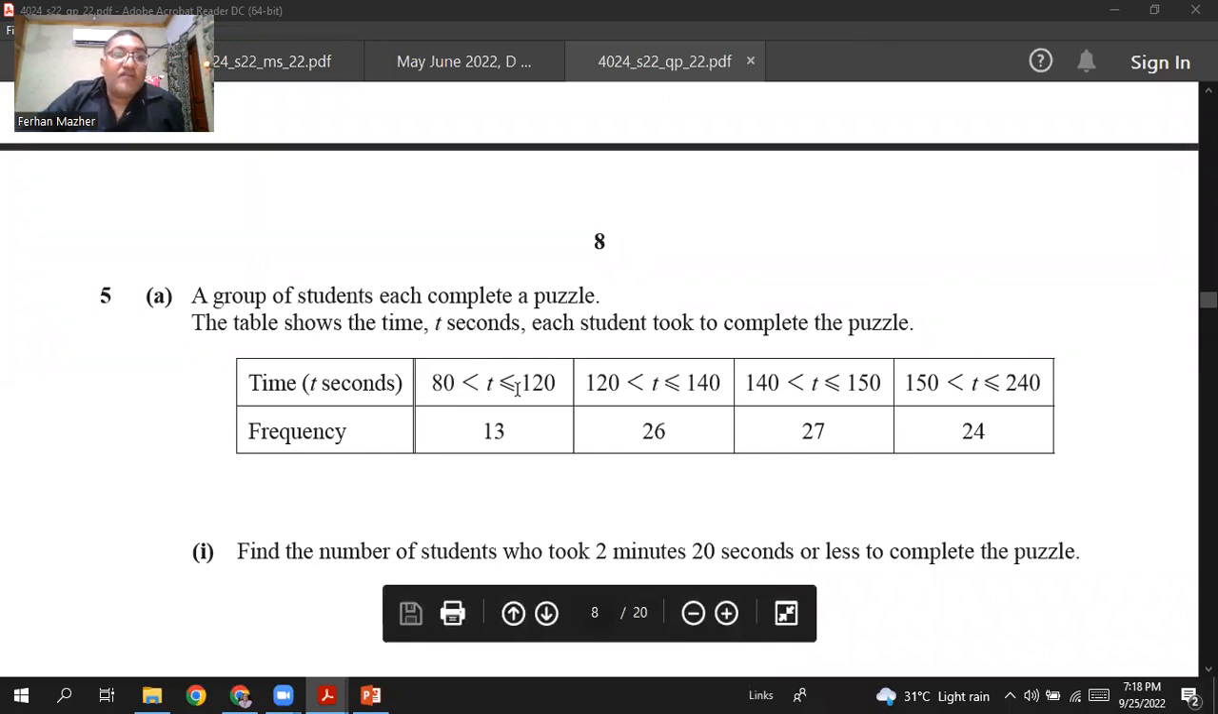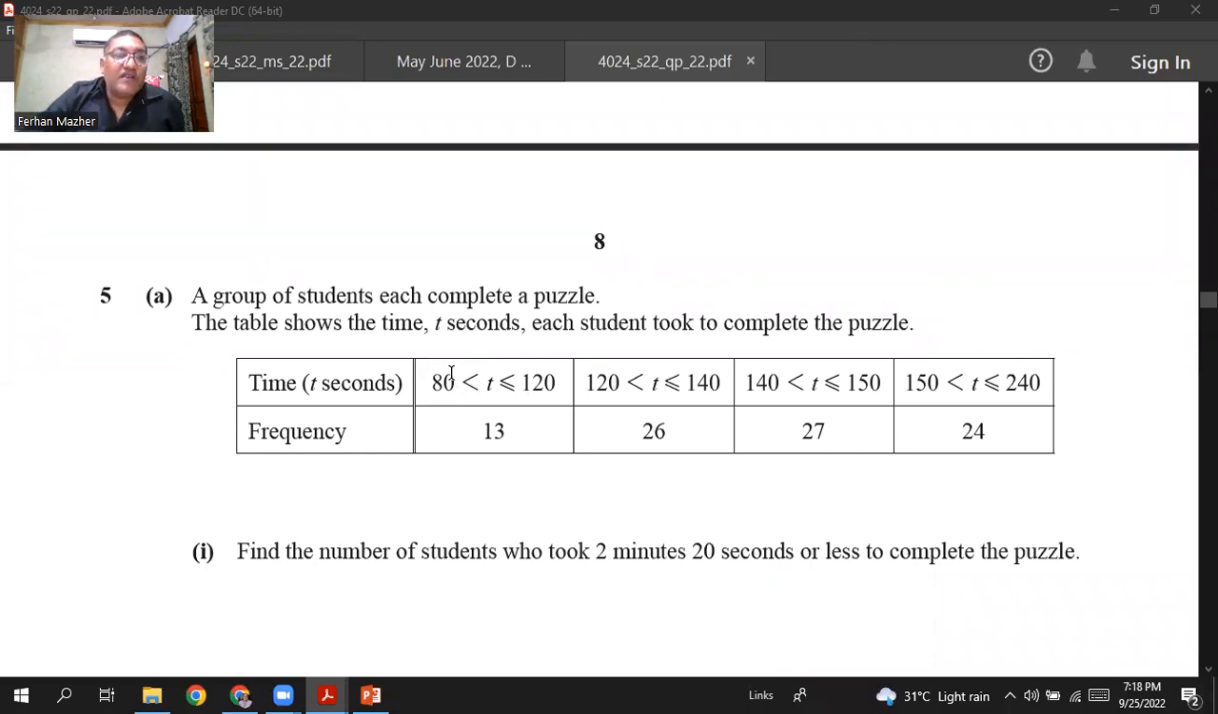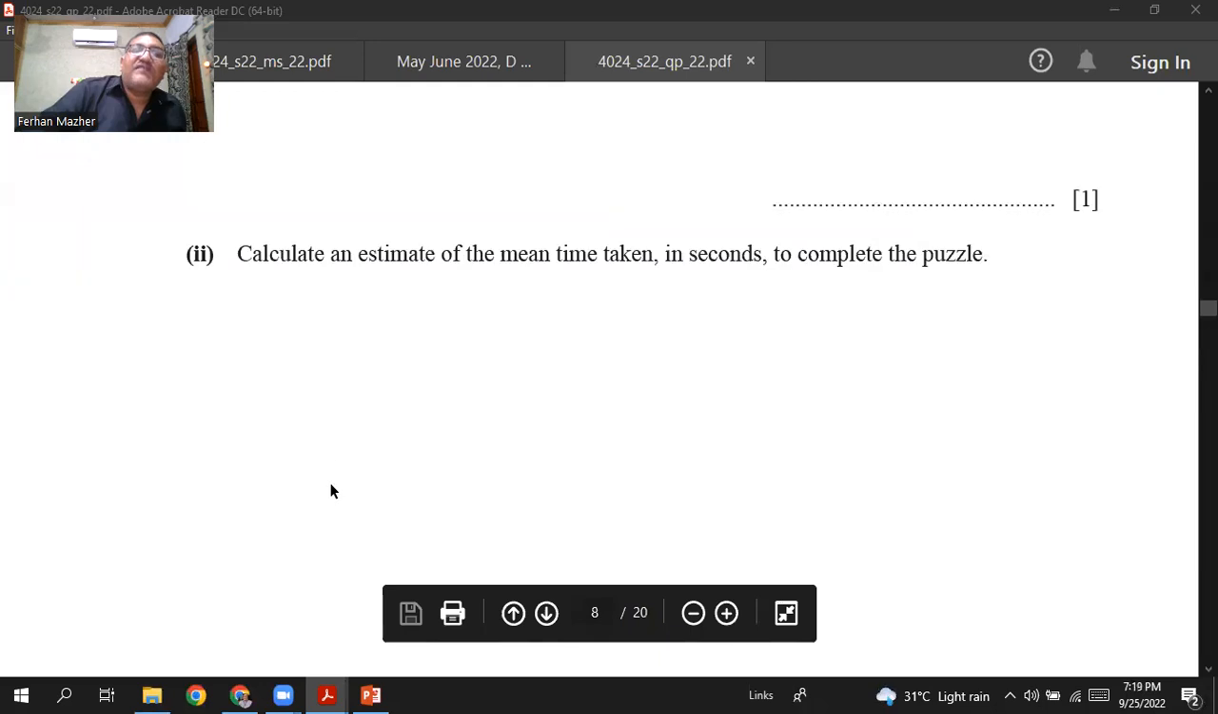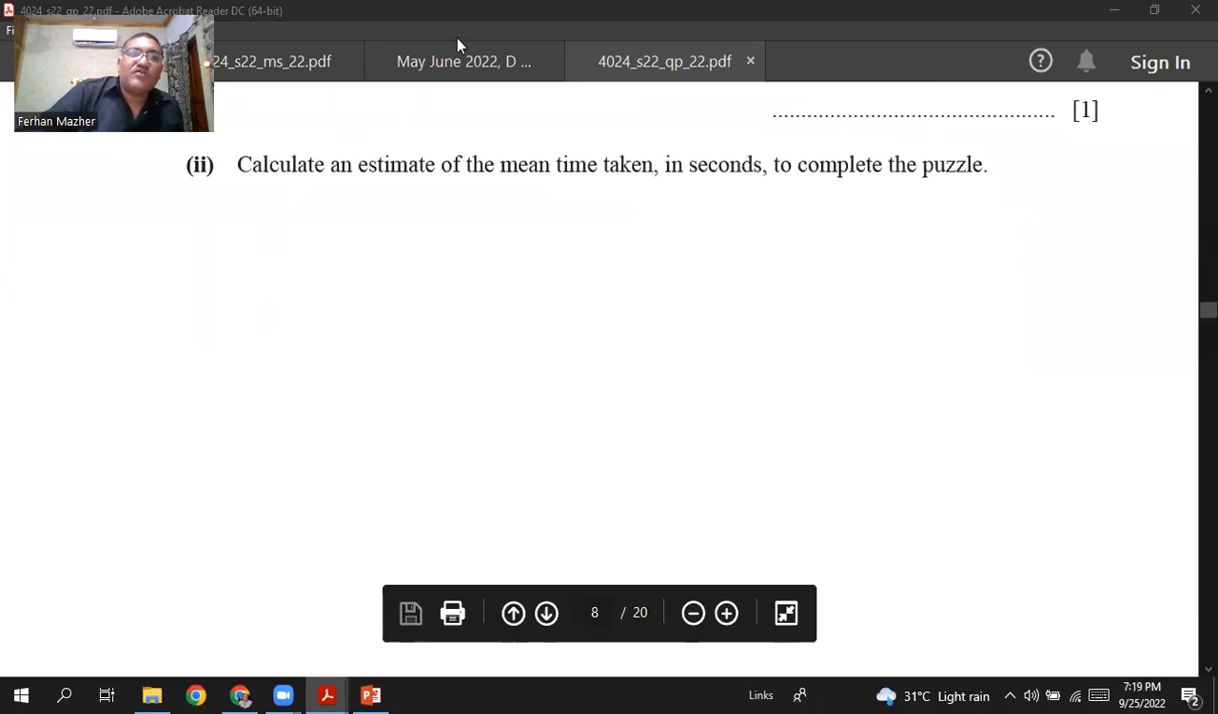How do you find the mid value? You add these two class limits, and whatever answer you get, you divide it by 2, you get the mid value. So the mid value is x. We also call it class mark, but I will use the word mid value. Multiply it with the frequency, you will get the fx. And the mean is summation fx divided by the summation f. So let me show you the solution.